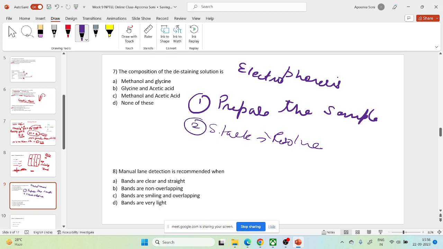After the run is complete, you will take out your gel and put it for staining. Now we'll see some of the questions.